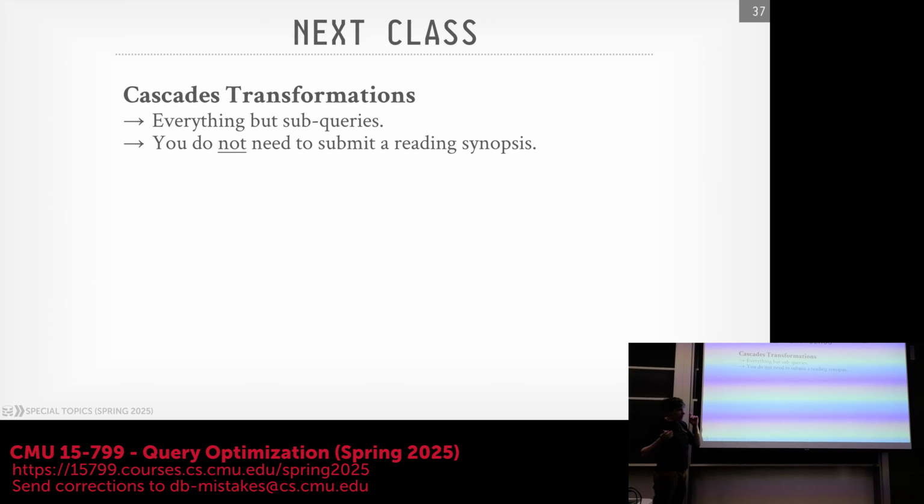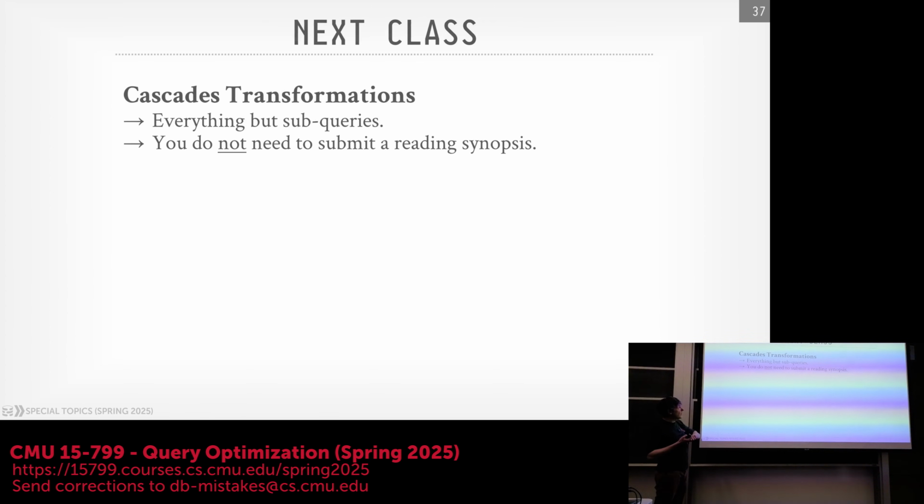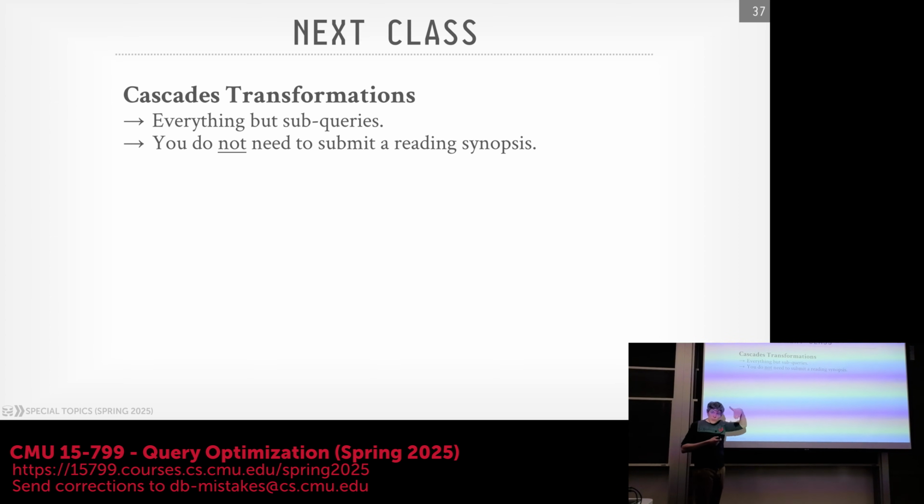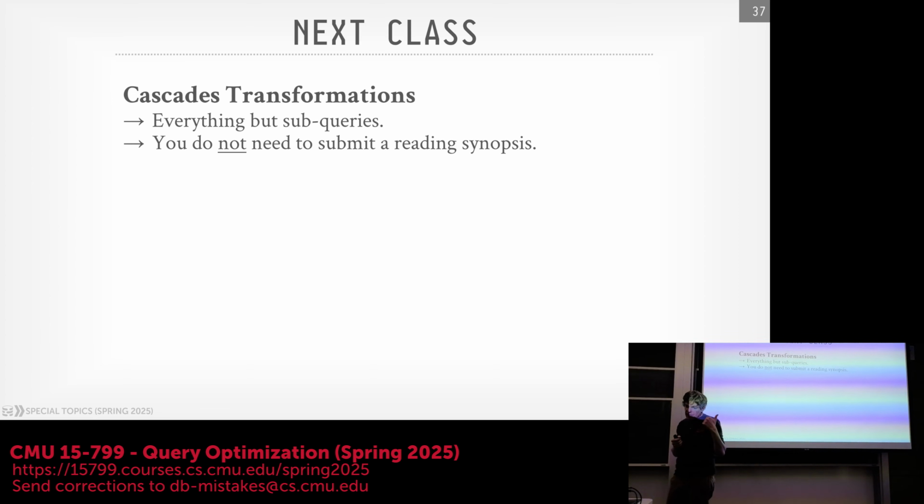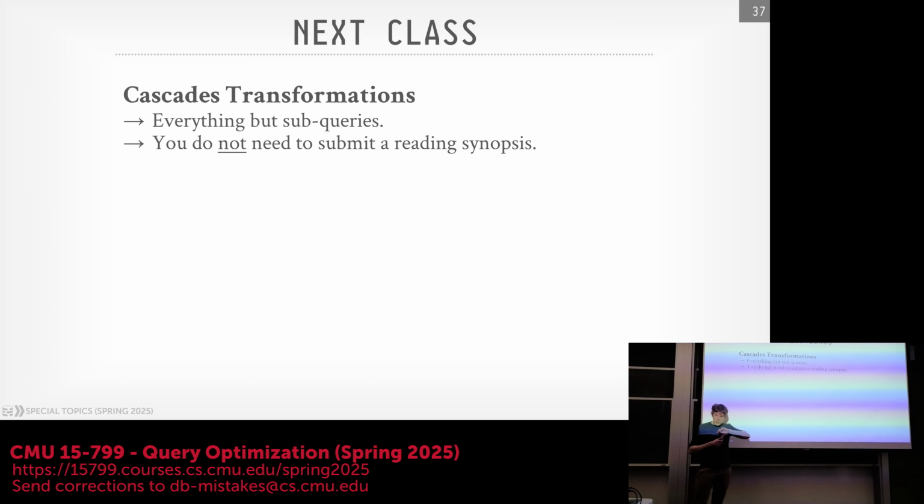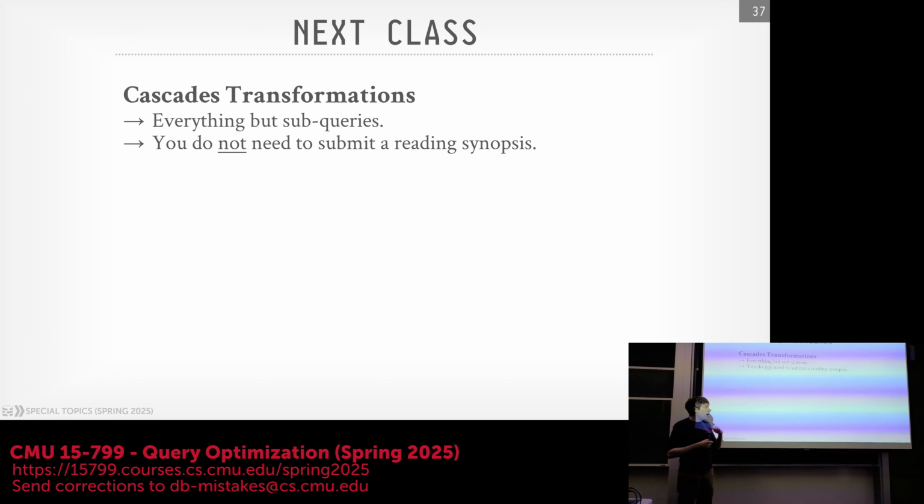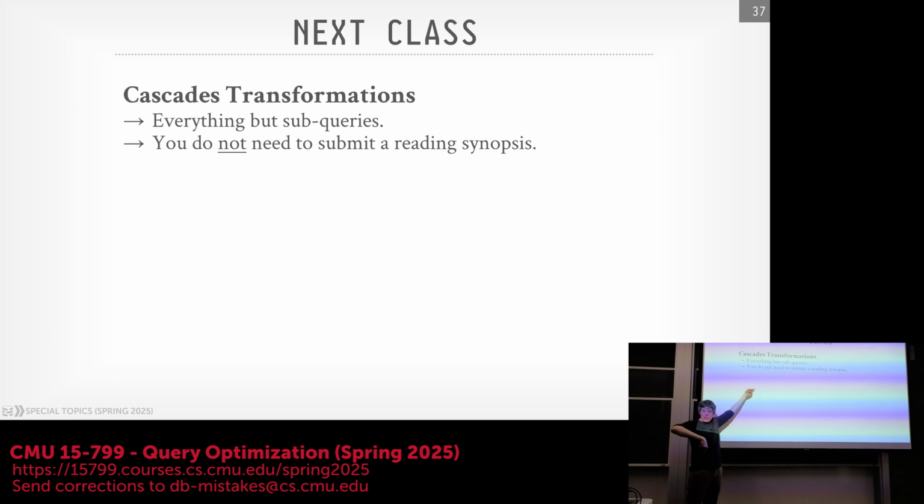Again, I'm rushing through that, I apologize, but we can answer questions on Piazza. All right, so next class, we're going to talk in more detail about the transformations. We've been sort of saying, oh yeah, commutativity, switching join order. Now we're talking about what the actual transformations are that you want to apply to optimize your queries. We'll cover everything in chapter 4 except for subqueries, so we'll spend a whole lecture on how to do that correctly. And just like in this class, you do not need to submit a reading synopsis because it's reading the textbook, if you will, rather than a paper. Okay?